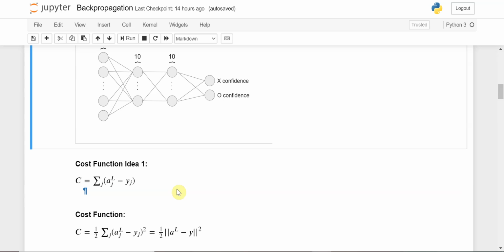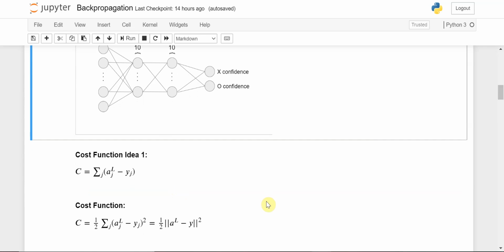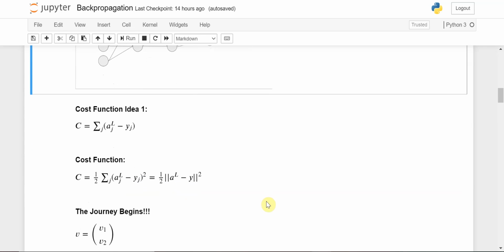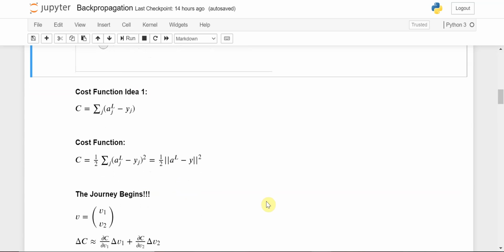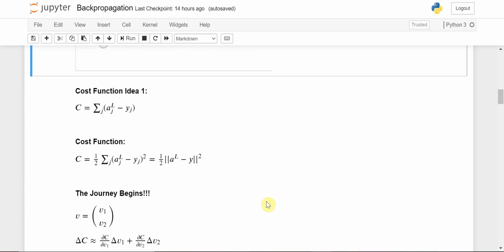Instead, let's think on a smaller scale. Imagine we have a two-dimensional vector v, and C takes in v instead of the weights and biases. If we look at some small change to C, delta C, it can be well approximated by the partial derivative of C with respect to the first component times the change in the first component plus the same thing but with the second component.